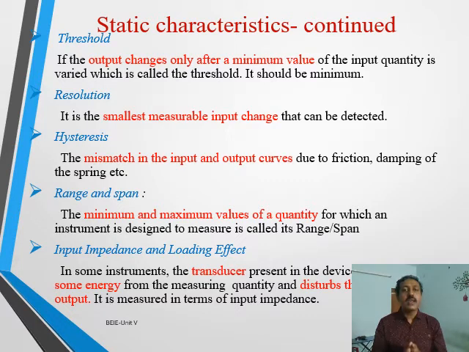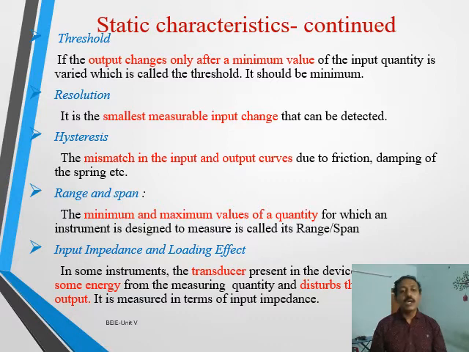The next is range and span. We have to select the measuring instrument suitable for the measurement. In such a way, we have to select the correct range and span of the instrument for the corresponding measurement. That also determines the quality of measurement.